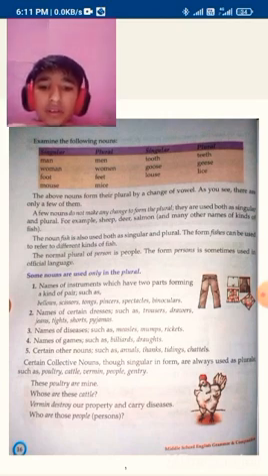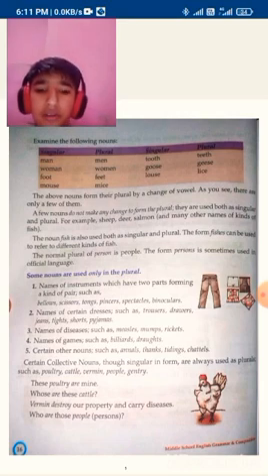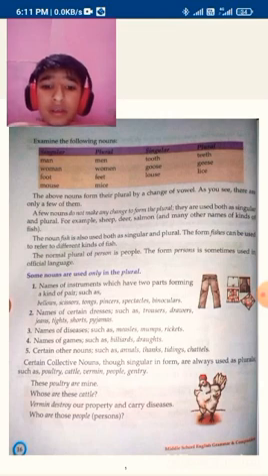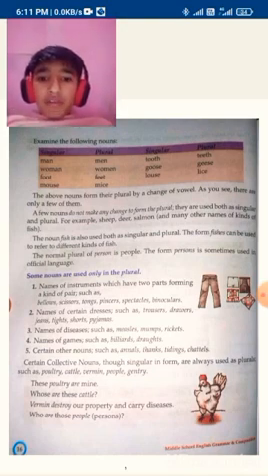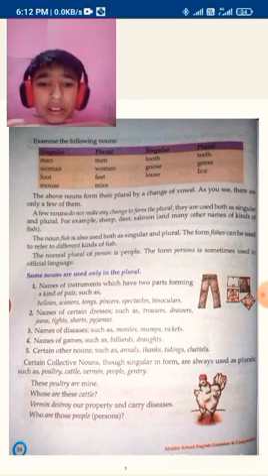The noun fish is also used for both singular and plural. The form fishes can be used to refer to different kinds of fish. It means the word fish is used for singular and plural. We use fishes when we talk about more than one type of fish, not more than one fish. The normal plural of person is people. The form persons is sometimes used in official language.